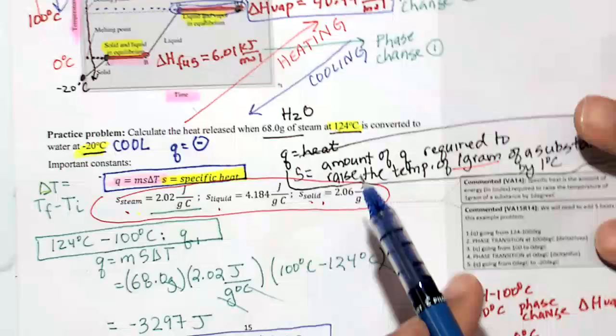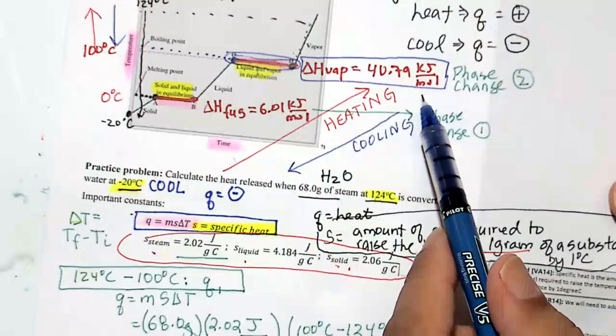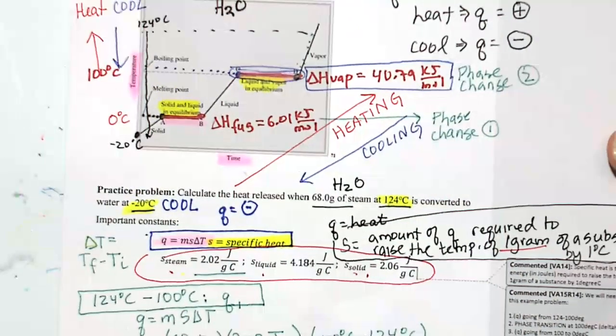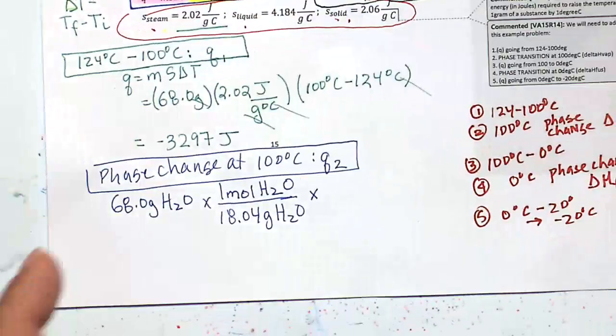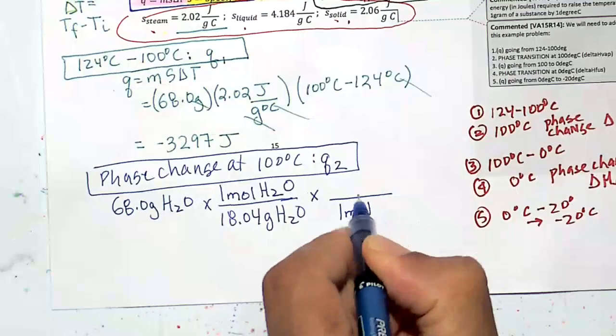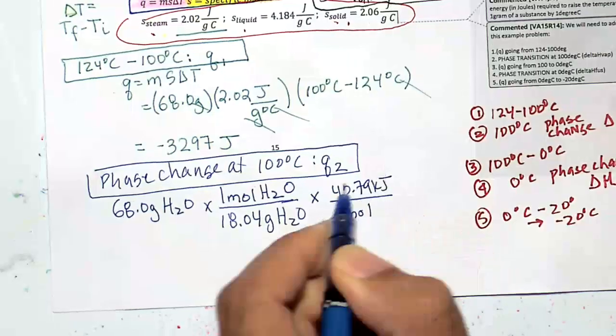And we know that the delta H vaporization at the phase change, this energy is 40.79. I'll give you that number. Okay, this is just the energy required to overcome vaporization. It's 40.79 for water. Okay, so for every 1 mole, we have 40.79 kilojoules.